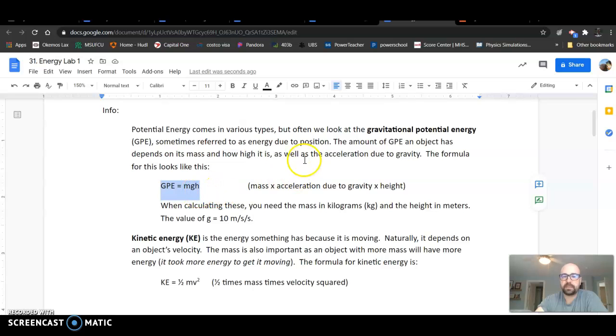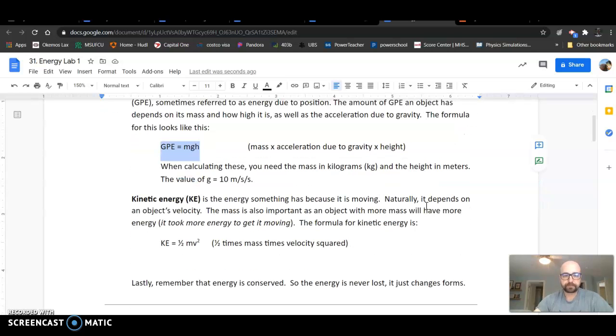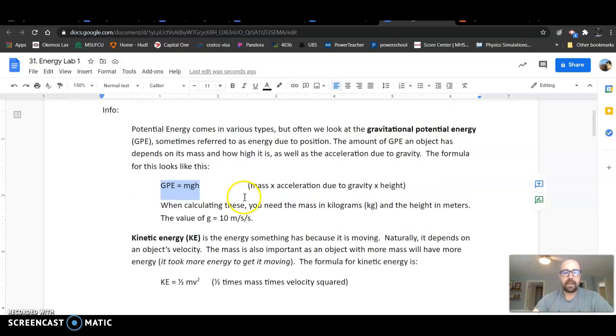Gravitational potential energy: the way you would calculate that is mass times acceleration due to gravity times height. So you've got to figure out what those are, and acceleration due to gravity is always 10 meters per second squared. Get a mass in kilograms, height in meters. When you measure stuff, I think you've done measuring in other labs, so I trust that that's okay. And some stuff about kinetic energy here.